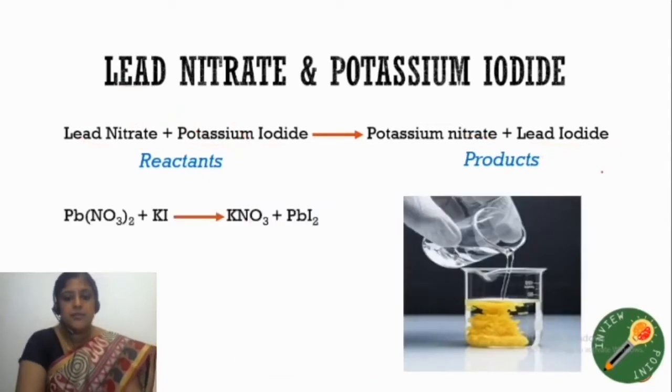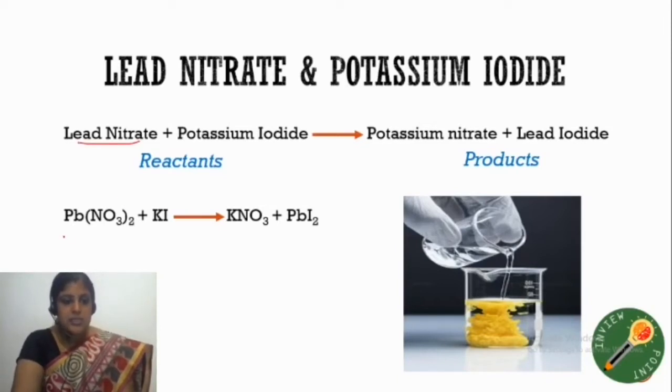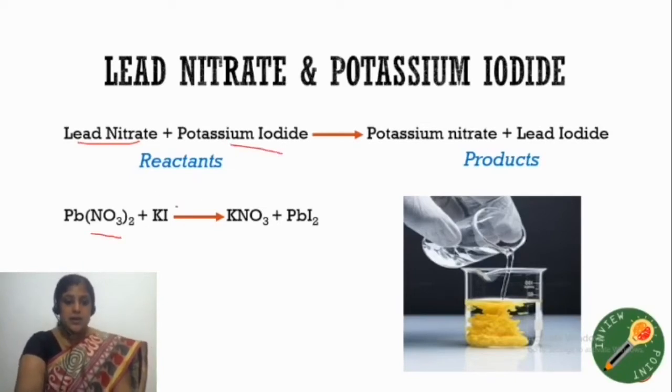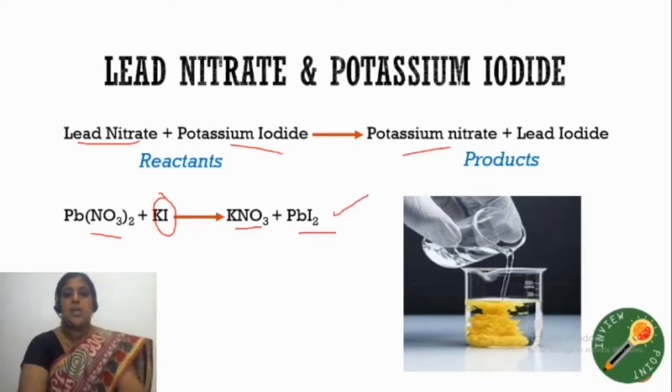Okay. Then write the formula for this. Then only you will get the chemical equation, right? So the lead nitrate chemical formula is Pb(NO3)2. Okay, and potassium iodide is represented as KI. Okay, and potassium nitrate, the chemical formula is KNO3, and the chemical formula for lead iodide is PbI2. So what is the chemical equation? Pb(NO3)2 plus KI gives KNO3 plus PbI2. Is that clear, students? So this is the chemical equation for the chemical reaction.